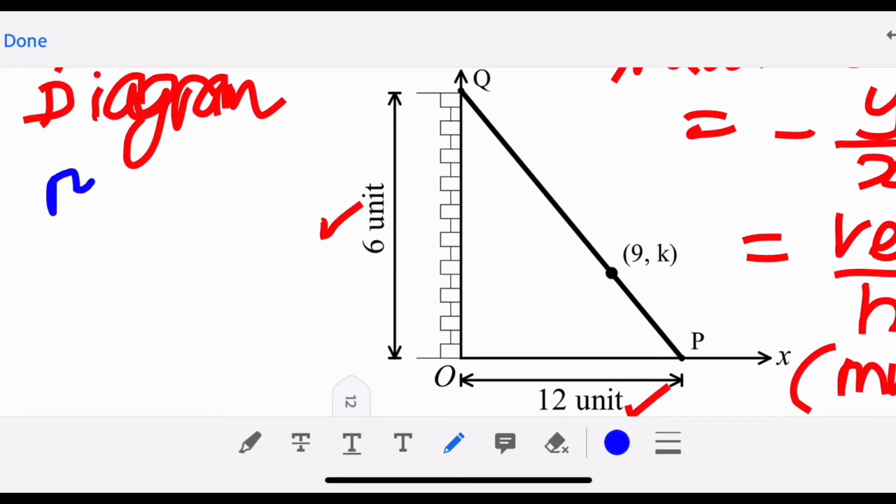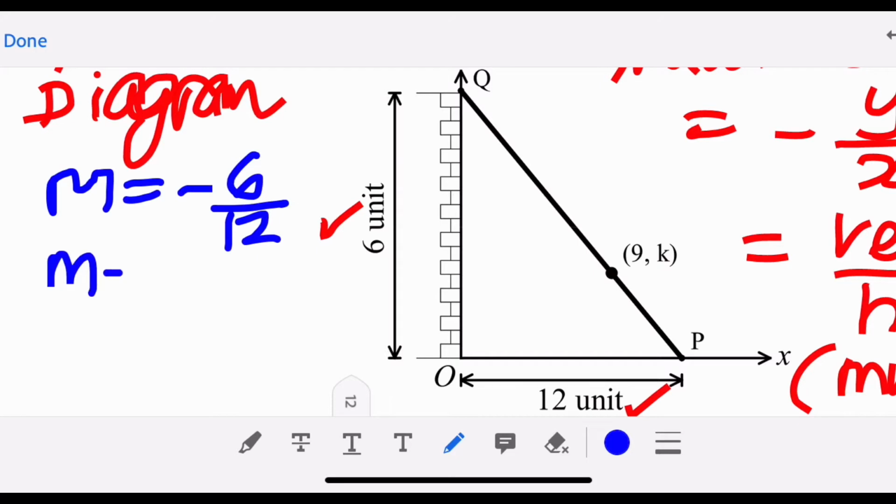So after we obtain the gradient, we can actually try to form the equation. Okay, let me show you how to find the gradient. So we write m is equal to negative 6 over 12. Okay, so m is negative 1 over 2. So this is the gradient for the equation of the straight line.